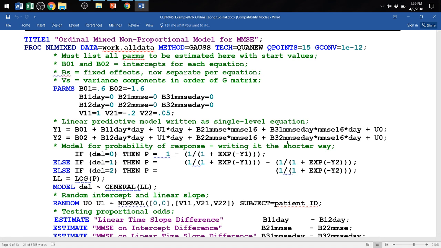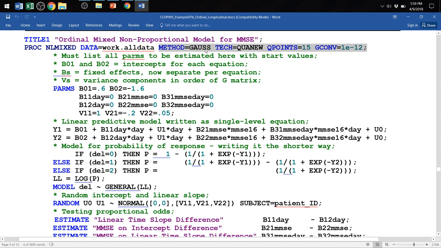So this is how to write a non-proportional odds ordinal model, where each fixed effect gets different between the two submodels. I've shown you this before, but it's a little bit tricky code, so we can go over it. I am asking it to do the same type of estimation that we're using in Glimix.